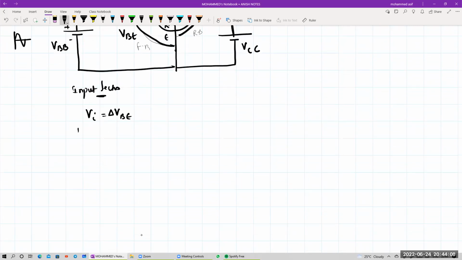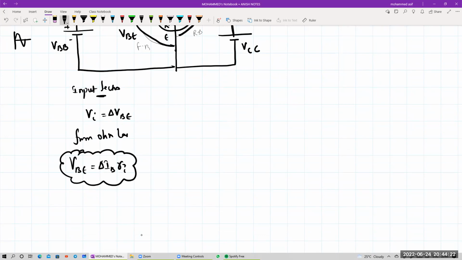From Ohm's law, I can represent this as well, beta. VBE will be equal to your base current into your input resistance. V is equal to I into R.